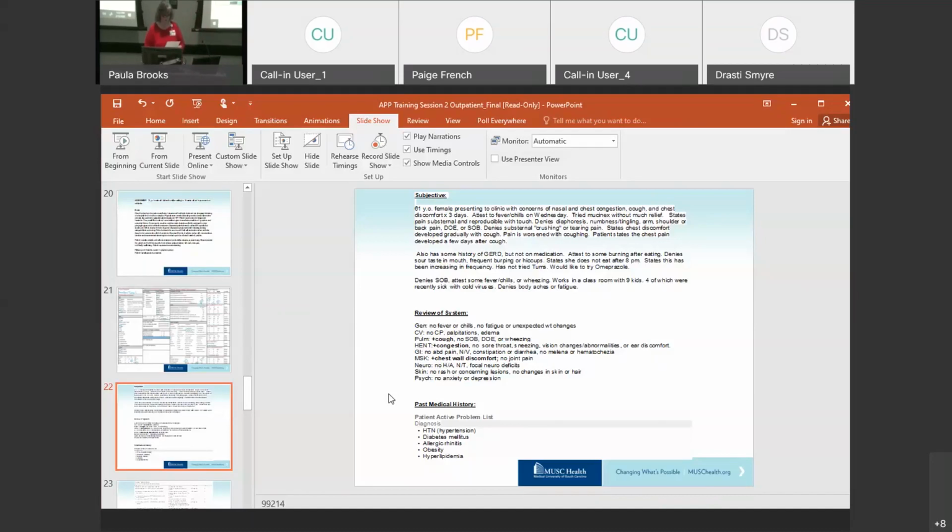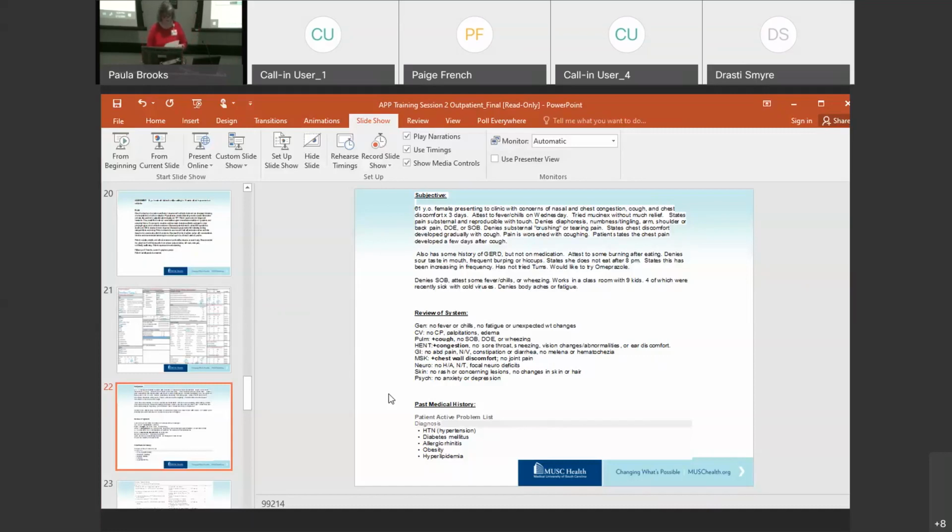Our review of systems, we have a general, a cardiovascular, pulmonary, ENT, GI, musculoskeletal, neuro, skin, psych, and endocrine, which the endocrine is not listed there. I pulled that from up in the HPI where she talks about no diaphoresis.